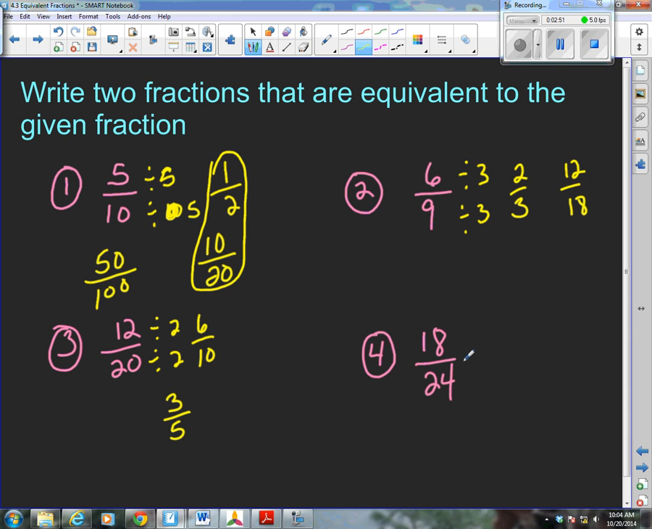Okay, 18 over 24. Let's not divide, let's multiply. I can multiply the top and the bottom by 2. I get 36 over 48. I can multiply the top and the bottom by 10. I can get 180 over 240. All these three fractions are equivalent because they equal the same thing.